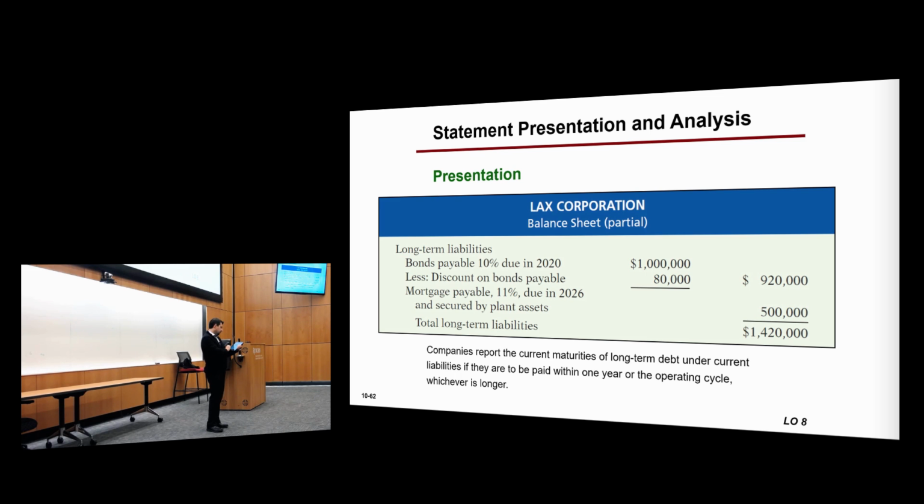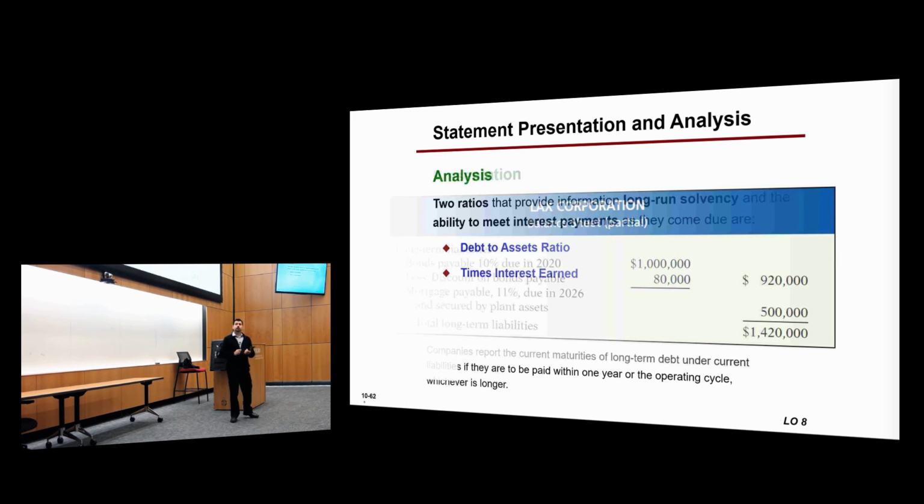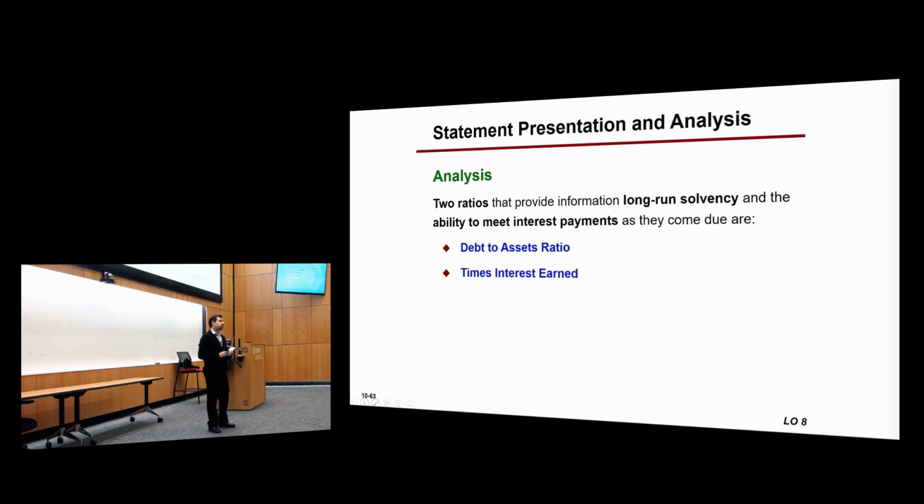Okay. As you remember, the long-term liabilities that are maturing within a year, that are due within a year, will be actually listed under the current liability section. There are two ratios that creditors and investors and basically users of information look at in order to analyze the company's performance. One of them is debt to asset ratio.